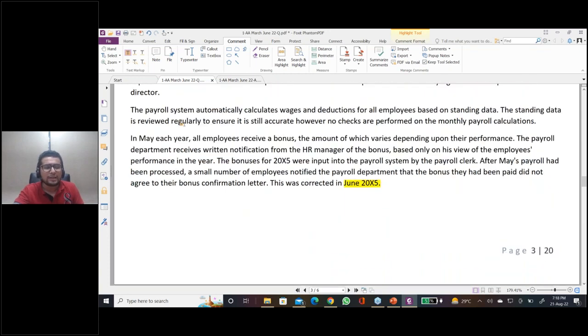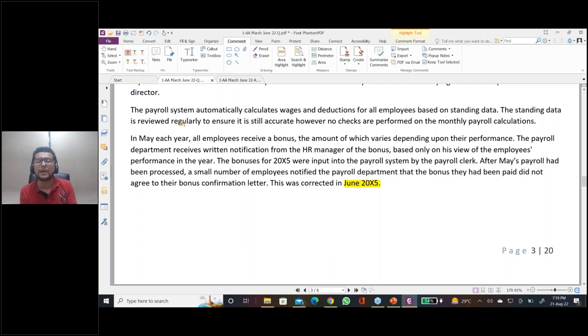Okay, let's continue. The payroll system automatically calculates wages. Now that sounds good, and I'm interested in, oh well, that's a key control, automatically. But wait, hang on. The payroll system automatically calculates wages and deductions for all employees based on standing data. That's cool. The standing data is reviewed regularly to ensure it is still accurate. However, no checks are performed on the monthly payroll calculation. Somebody has to perform the monthly payroll calculation on a manual basis just to make sure that the system is operating as efficiently as it should be.